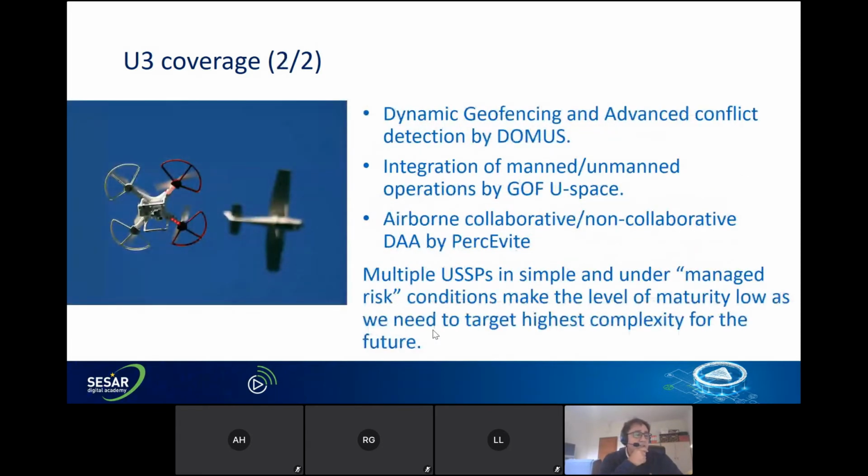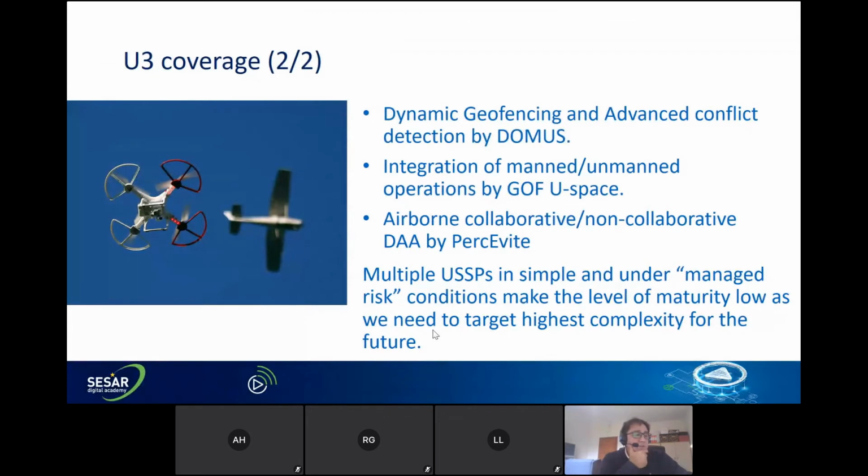Along the same line, we can also say that dynamic geofencing and advanced conflict detection has been tested by the Domus project as well. The results of these activities showed that the technology capable of supporting this function, dynamic geofencing, is currently not sufficiently mature to meet all the advanced services requirements. But this is expected to develop quite fast in the near term to allow the required performance to enable dynamic geofencing, which is a key service for unmanned vehicles, especially the ones operating beyond the visual line of sight.